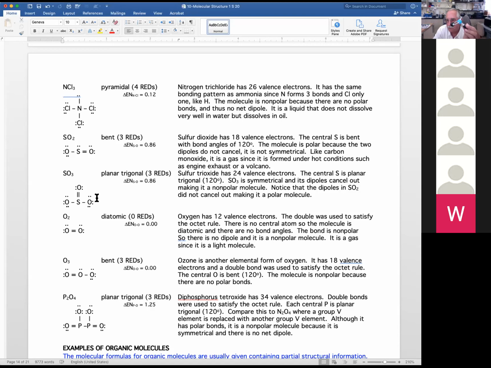So there's 3 rockets here. If I fire all 3 of these rockets at the same time, where does it go? Nowhere. Okay. So this is a nonpolar molecule.